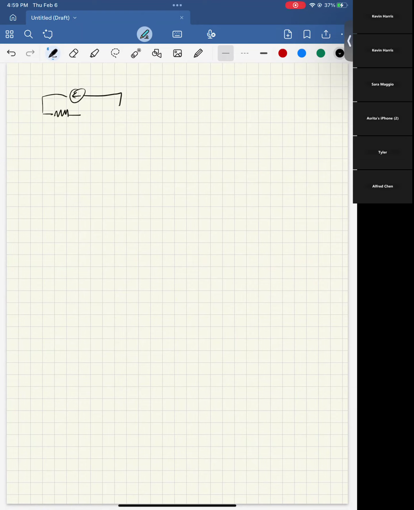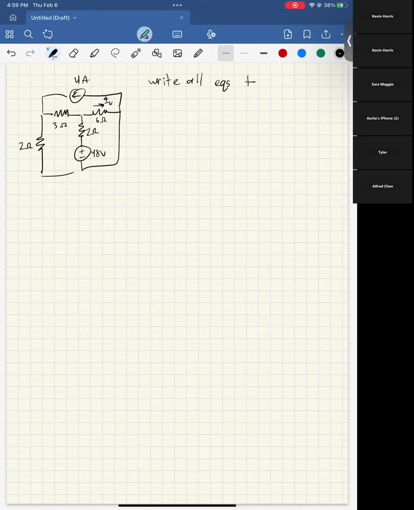If you're not certain about your passive sign convention, I would make sure you are very solid on that, because that is somewhere where you can lose points unnecessarily on this quiz. So I'm actually going to take another second to write this because it's kind of a long circuit. Got to put in the values and stuff. Okay, so write all equations to find IX.